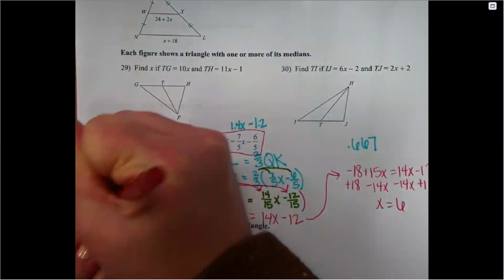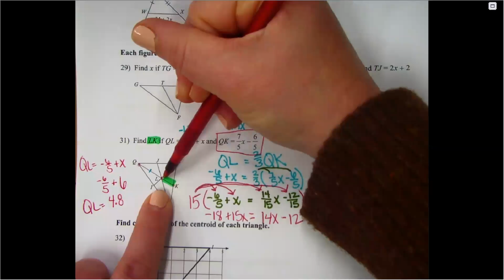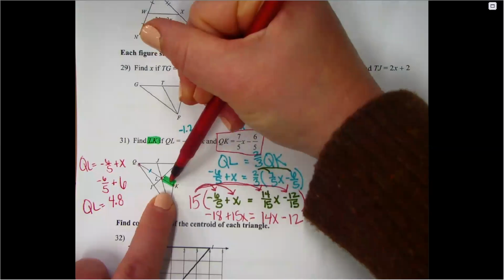And then how would we get LK? We take half of that. What's half of 4.8? 2.4.